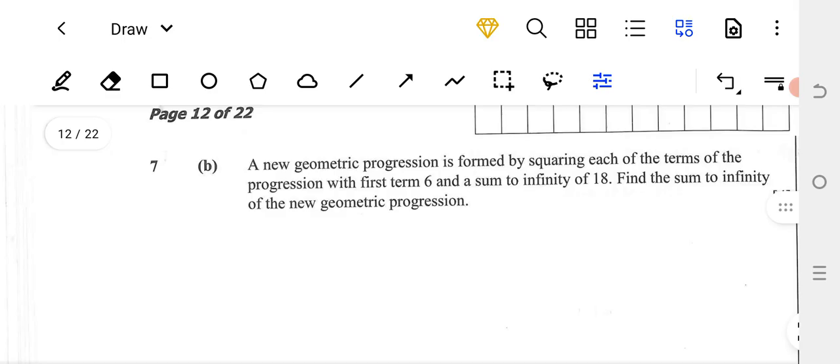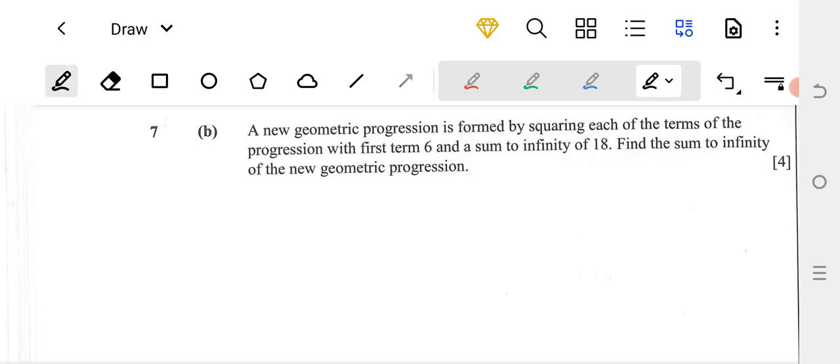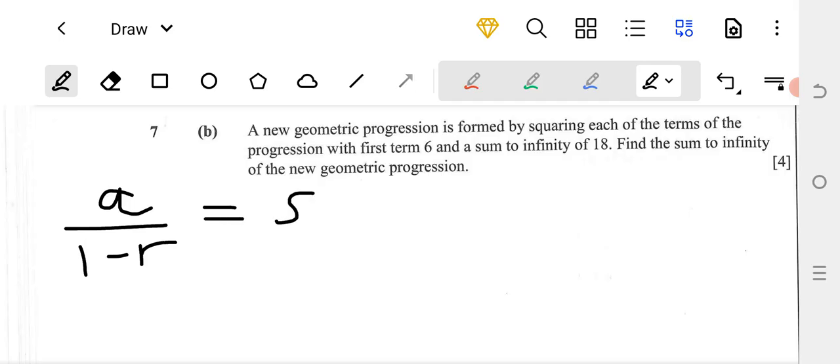Then you have your B, which says a new geometric progression is formed by squaring each of the terms of the progression with the first term 6 and the sum to infinity of 18. Find the sum to infinity of the new geometric progression. This question was carrying 4 marks, as you can see there. So we are saying the sum to infinity formula is a divided by 1 minus r is equal to the sum to infinity.